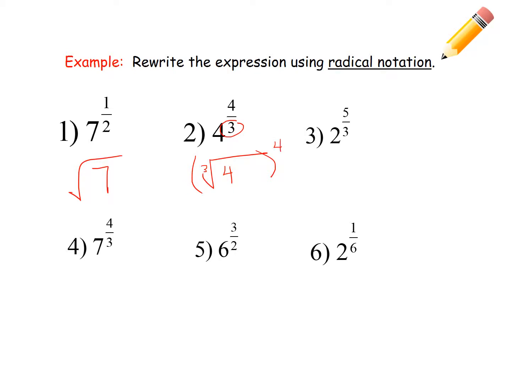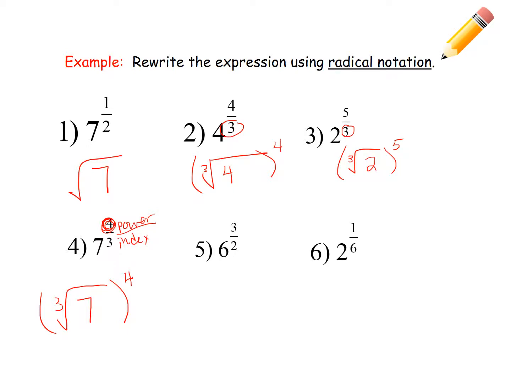Okay, now moving on to example number 3. If we have 2 to the 5/3, 3 is going to be our index, so it's going to be the cubed root of 2, and that's all still getting raised to the power of 5. So now moving down to number 4. If we have 7 to the 4/3, 7 is getting cubed rooted. So the cubed root of 7, and the numerator is still going to be our power, so all raised to the power of 4. So the denominator is going to be the index, and the numerator is the power.